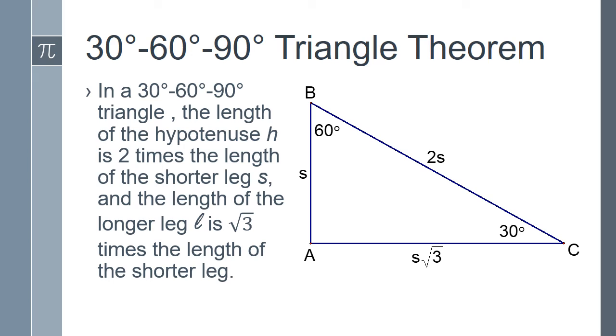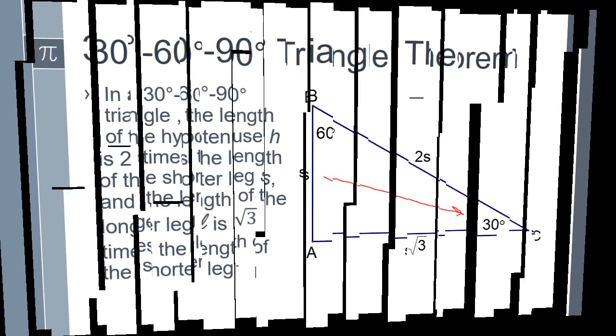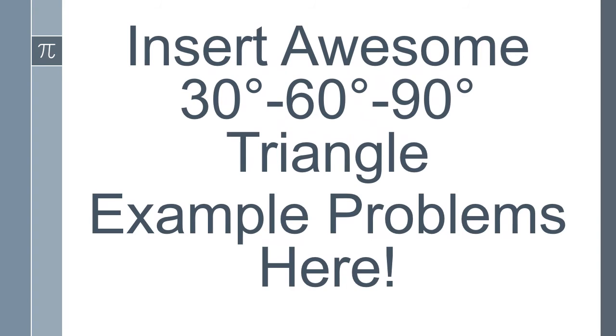How do we know which one is the shorter leg? Remember, it's always going to be across from the smallest angle, the 30-degree angle. So let's see what we can do. Insert awesome 30-degree, 60-degree, 90-degree triangle example problems here.